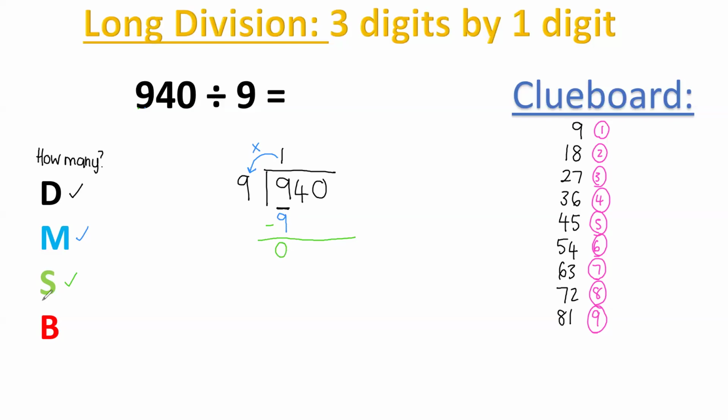And the next step is in red. I need to bring down. So I first place my tick before I go and bring down. So I need to bring down the number 4.